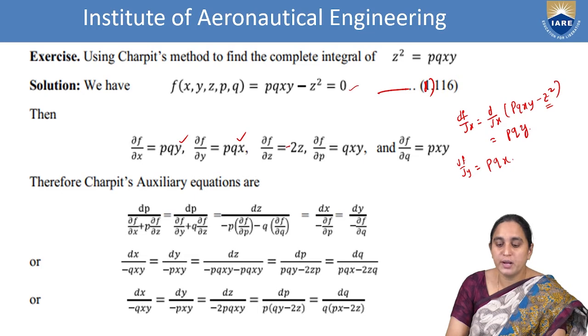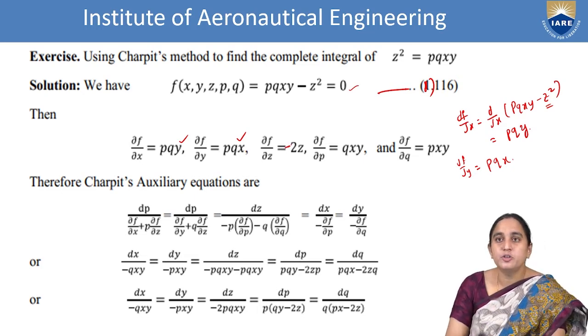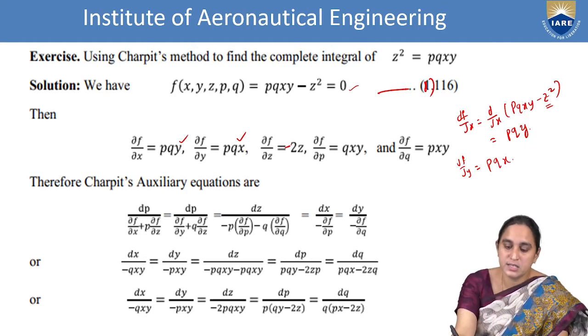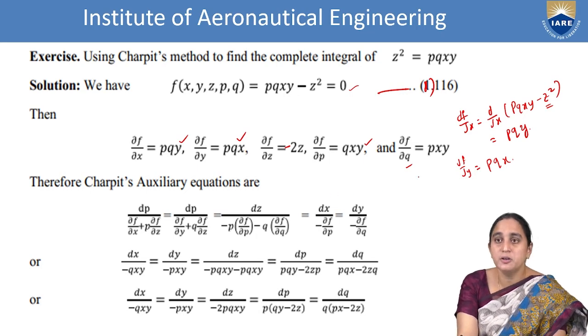Dou f by dou z is minus 2z. And what about dou f by dou p? With respect to p it is qxy. And next, with respect to q it is pxy. Okay, that is the differentiation with respect to x, y, z, p and q.